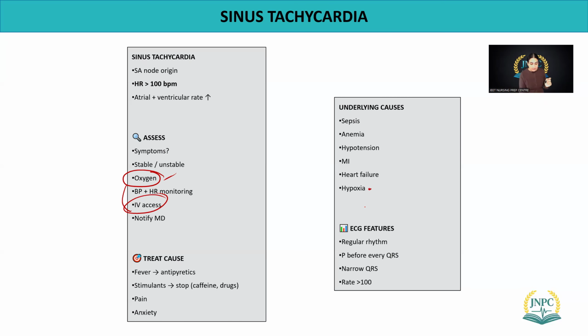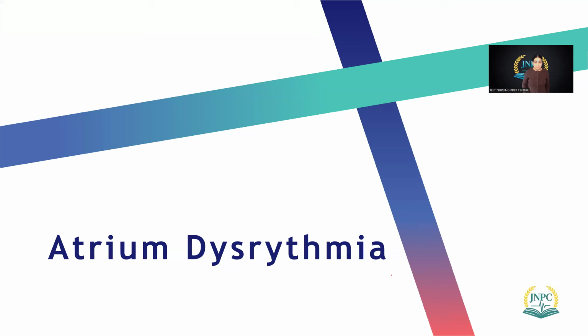Okay, hypoxia is also a compensatory mechanism: the body senses we have low oxygen, and the brain tells the heart to pump faster so that the other vital organs can get oxygen. So these are the sinus ECG features we have already discussed: regular rhythm, P waves and QRS present, narrow QRS sometimes, and the rate is going to be high.